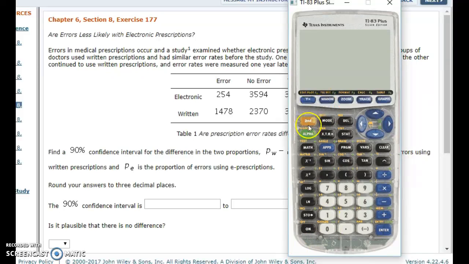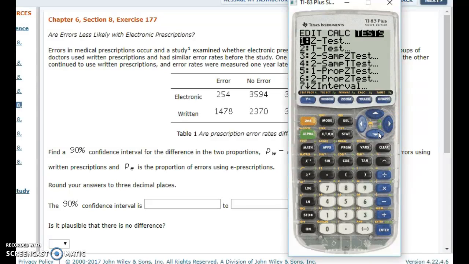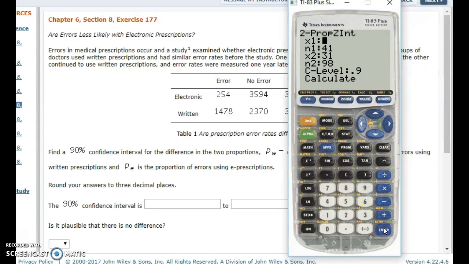So I pull up the calculator and turn it on. I'm going to come to tests, and I can either go up or down. I sometimes go up, because it can either go down a lot or up a few. I want a 2 proportion Z interval.